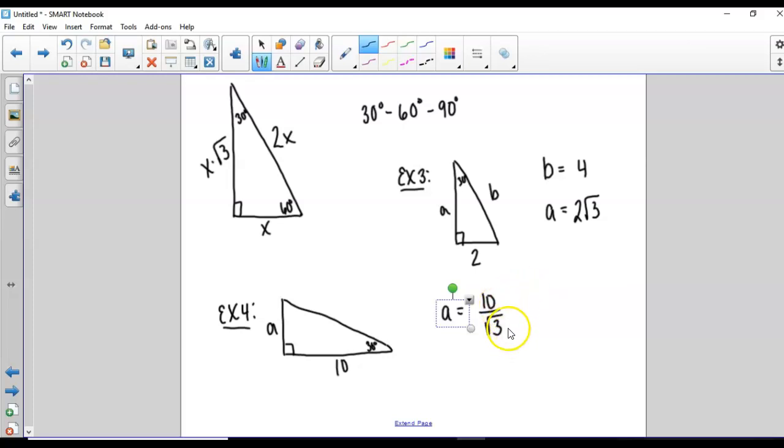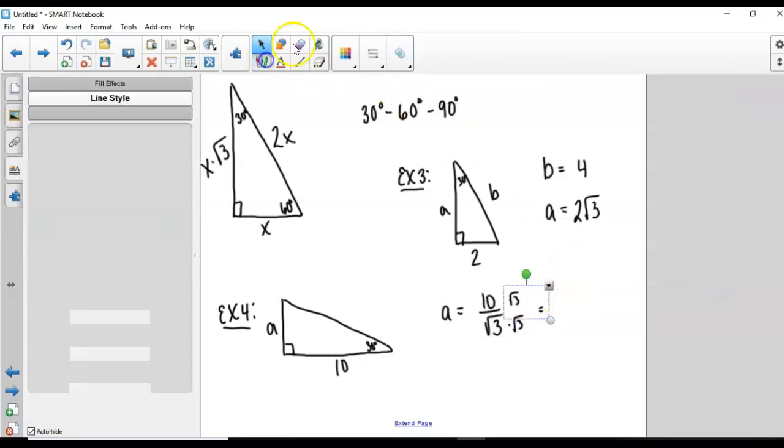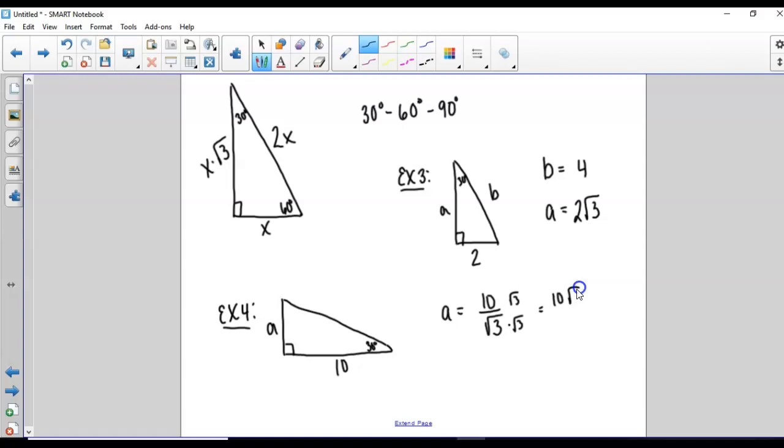And so we can rationalize that real quick. Multiply by square root of 3 over square root of 3. We get 10 square root of 3 over 3.